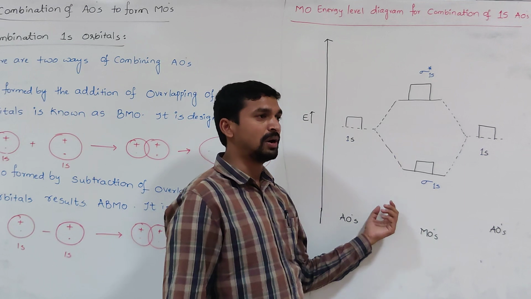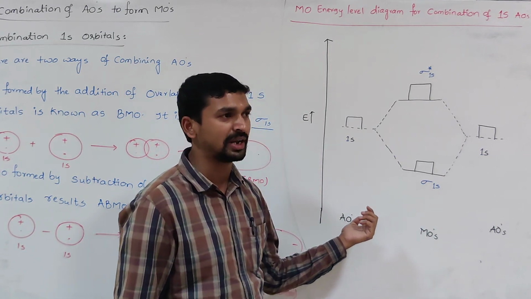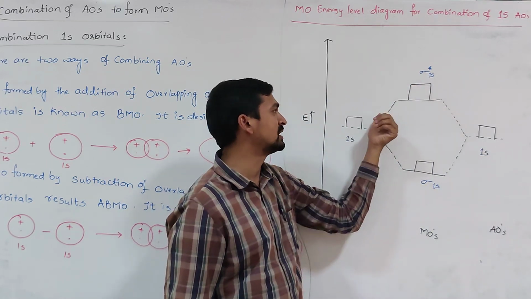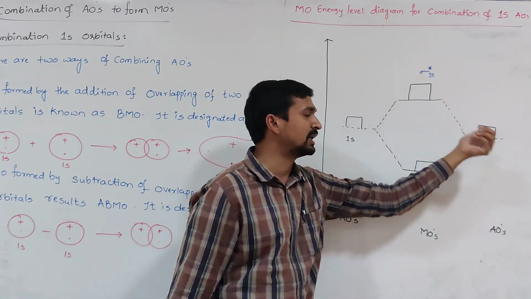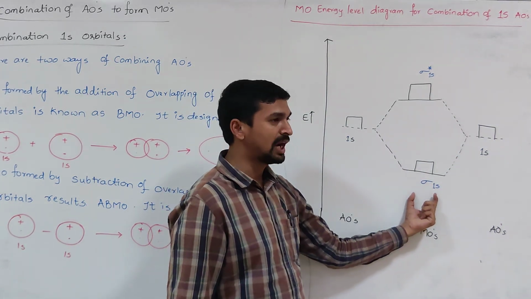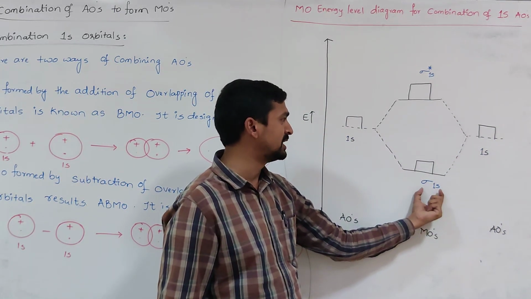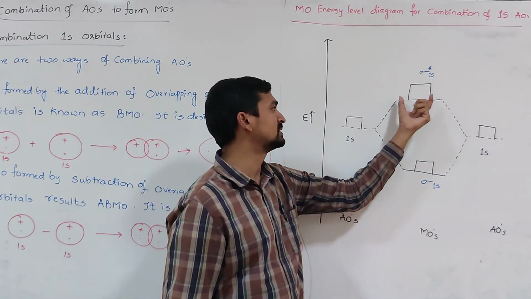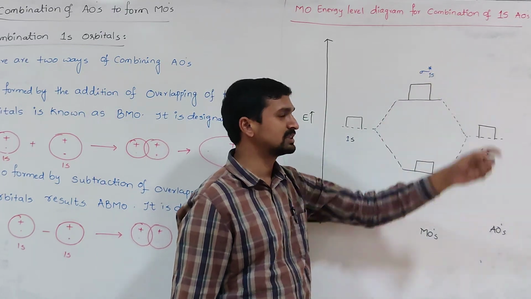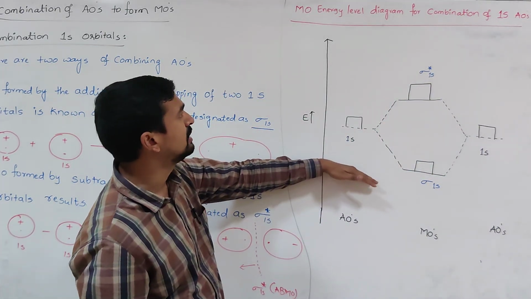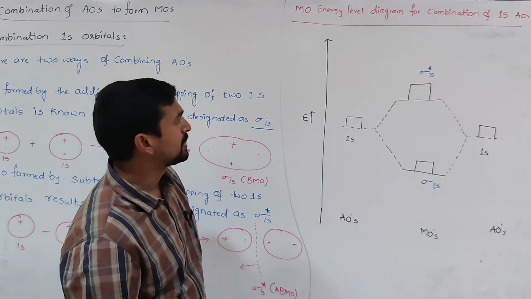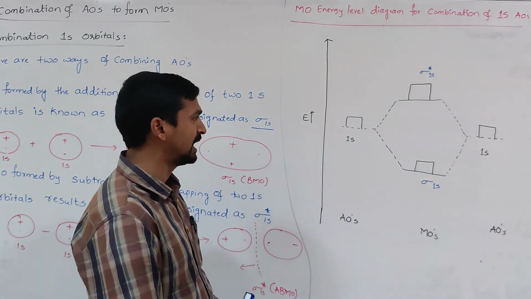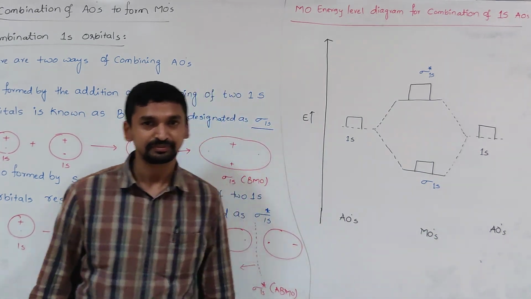We know very well the bonding molecular orbital always has lower energy than either of the atomic orbitals, whereas the anti-bonding molecular orbital has more energy than either of the atomic orbitals. That's why below we write the bonding molecular orbital, that is sigma 1s, and the anti-bonding molecular orbital is above either of the atomic orbitals. That's why we write sigma star 1s on the upper side. Like that, first we draw this energy level diagram for the combination of 1s atomic orbitals, which results in the two molecular orbitals sigma 1s and sigma star 1s.